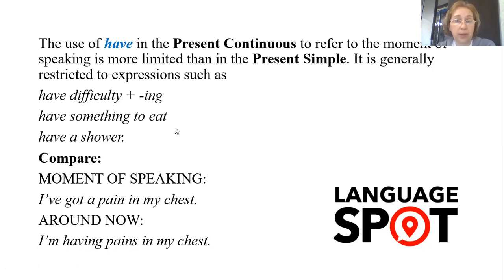So there is a group of verbs that are never used in the continuous form. You remember them. Well, and there are two examples to compare. Moment of speaking: "I've got a pain in my chest," and around now: "I'm having pains in my chest." So there is a difference in the meaning of these sentences, of these forms.